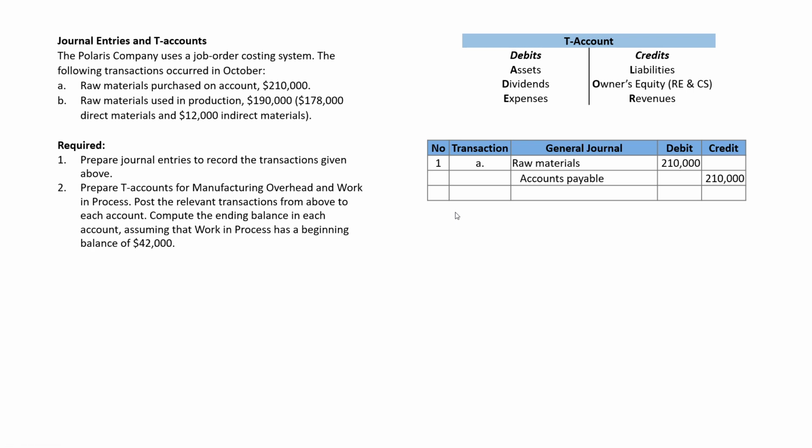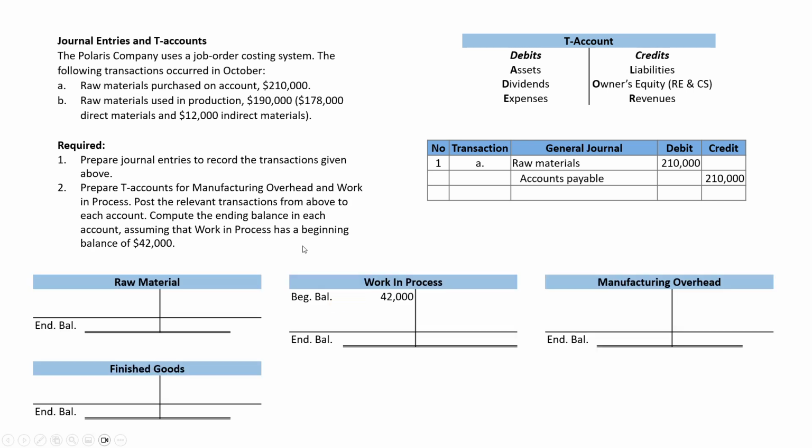The other thing that they ask us in this situation, beyond doing our journal entry, is posting this to our T accounts to get an up-to-date account balance for any of our accounts. Now, in this particular problem, they just ask us to post to two different accounts: manufacturing overhead and work in process. I'm going to go a little farther than the problem requires, because I know on the exam it goes beyond being able to post to your manufacturing overhead and work in process. And I'm going to go ahead and post to any of the inventory related T accounts.